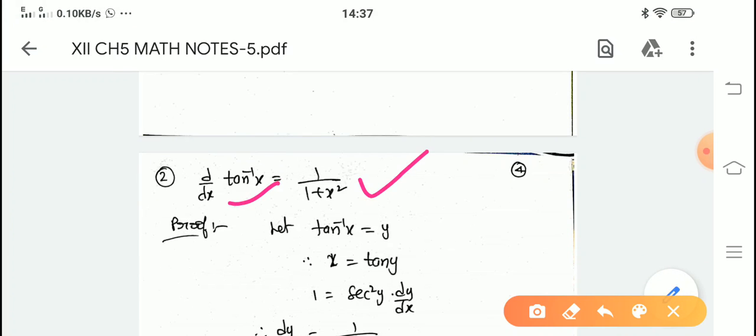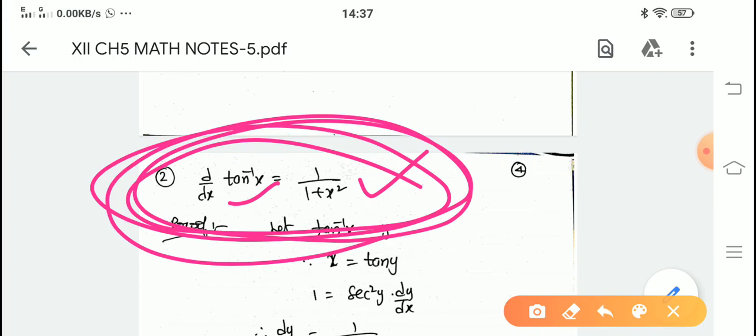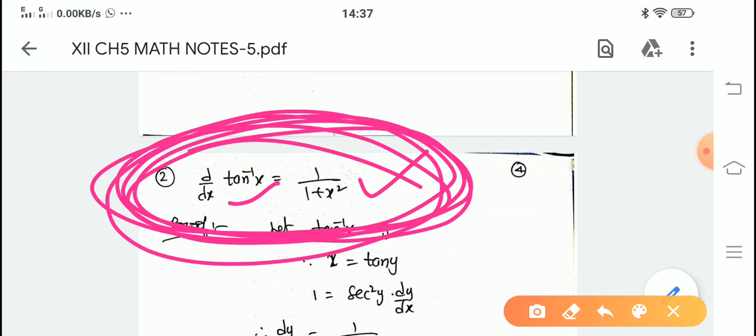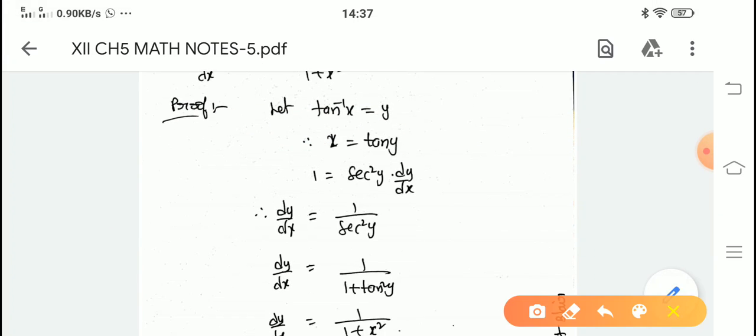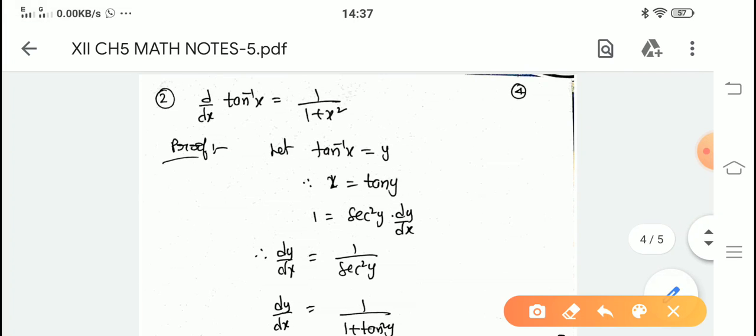What is the derivative of tan inverse x? It is 1 by 1 plus x square. This is also a formula. Please try to remember: d by dx of tan inverse x is 1 by 1 plus x square. Let us see how to prove it. First take tan inverse x equal to y. So what is x? x is tan y.